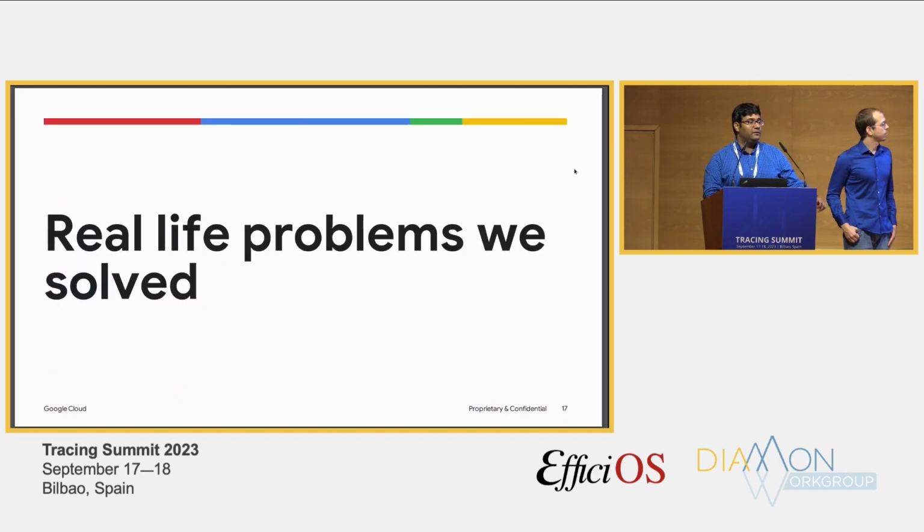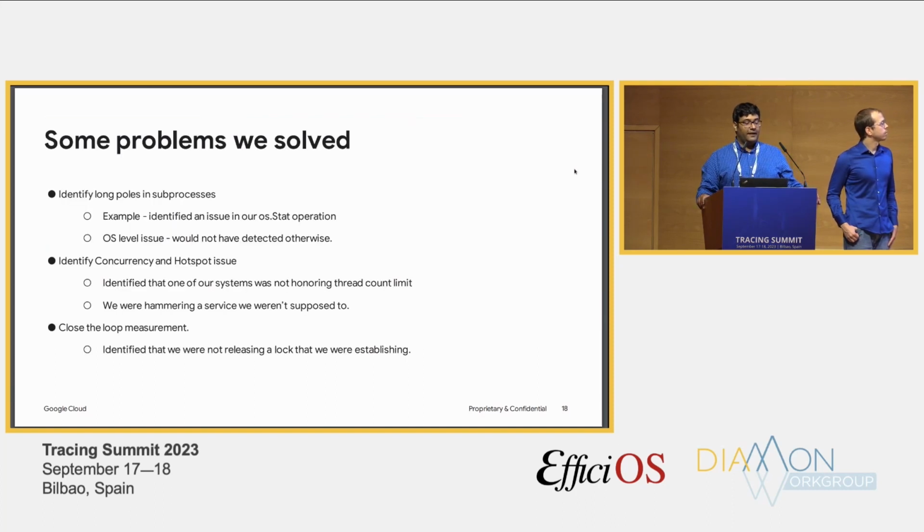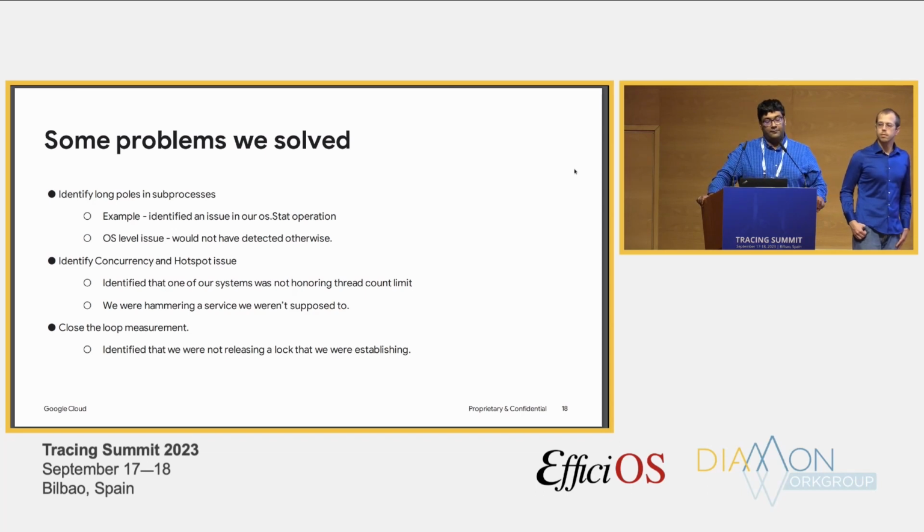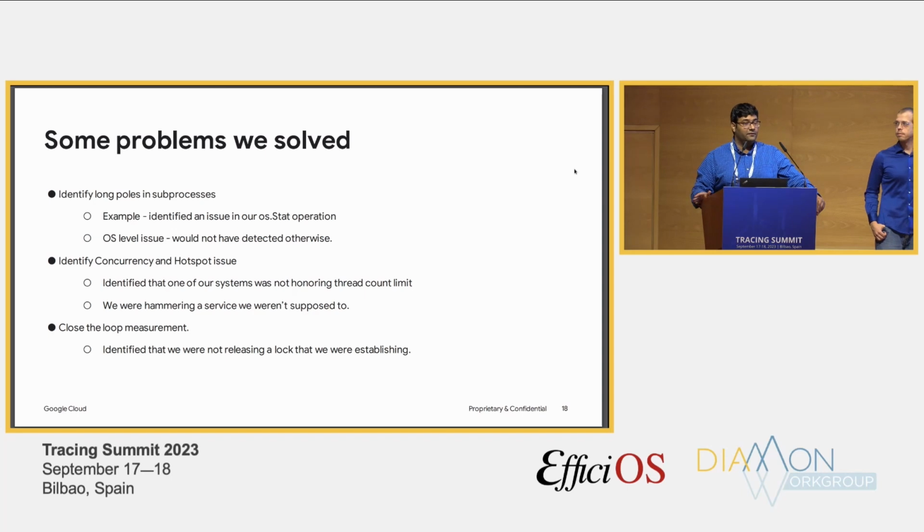Now, we have used this to solve quite a bunch of real-life problems. Just going to walk you through some of them. First of all was identifying long polls in sub-processes. In one of our cases, our transfers were running very slow.